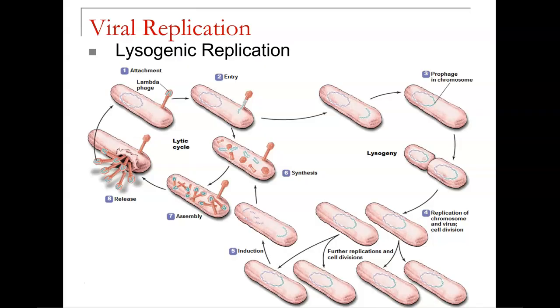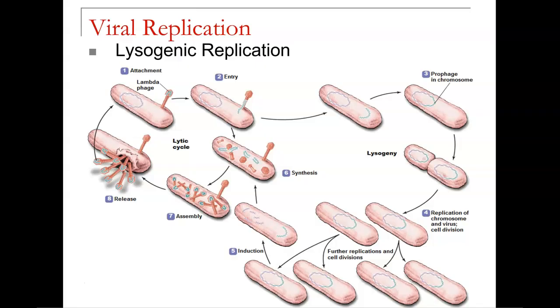Fourth step, we have replication of the chromosome or virus and cellular division. So DNA is going to replicate, and so does that prophage that's been inserted into the DNA. The prophage is then going to be passed to the daughter cells once they replicate and go through mitosis. The fifth phase is going to be induction. That's where the prophage becomes excised from that chromosome, and we have what's called lytic cycle beginning.